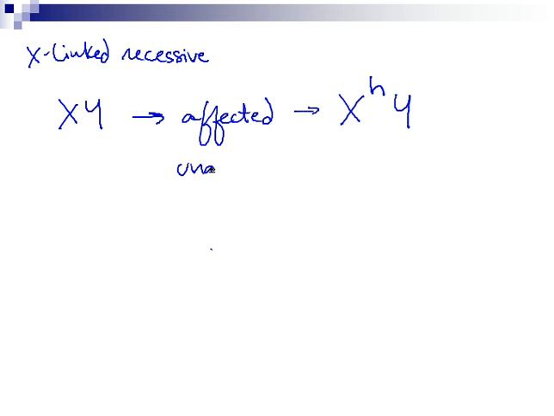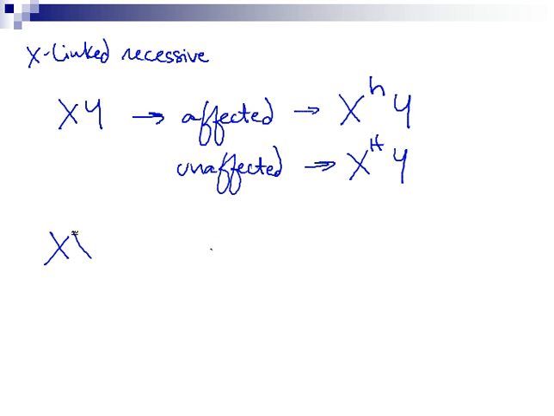The unaffected male will look like this. And if you think back to the Punnett squares we were just drawing, this X little h, or the X big H, were contributed to this boy or man from his mother.